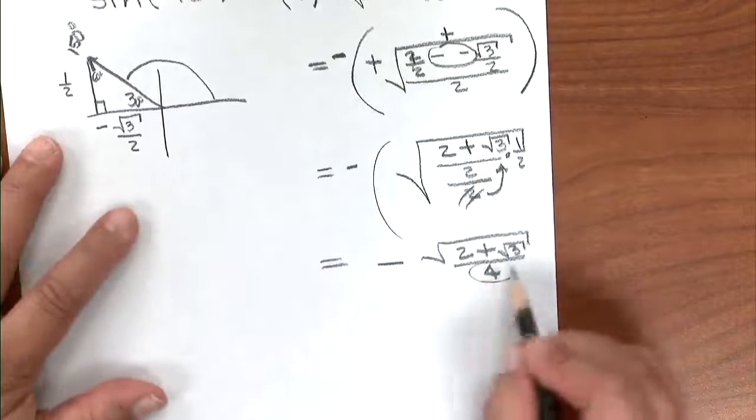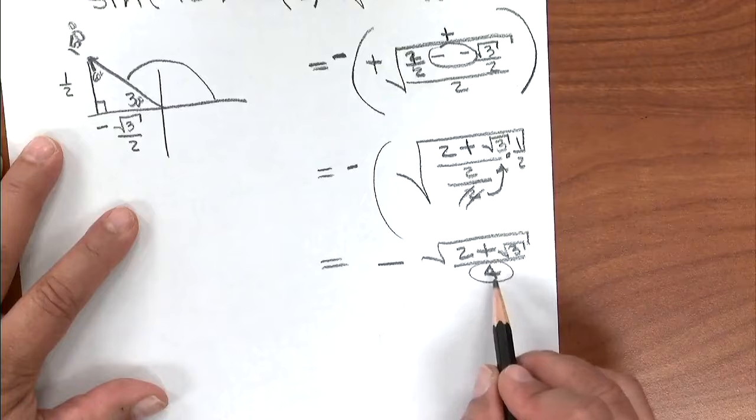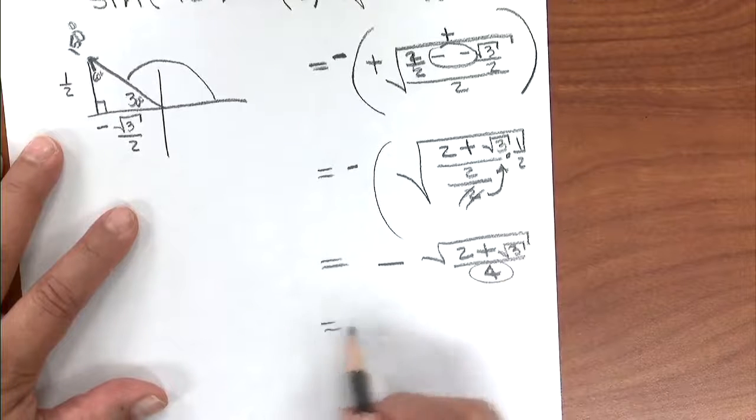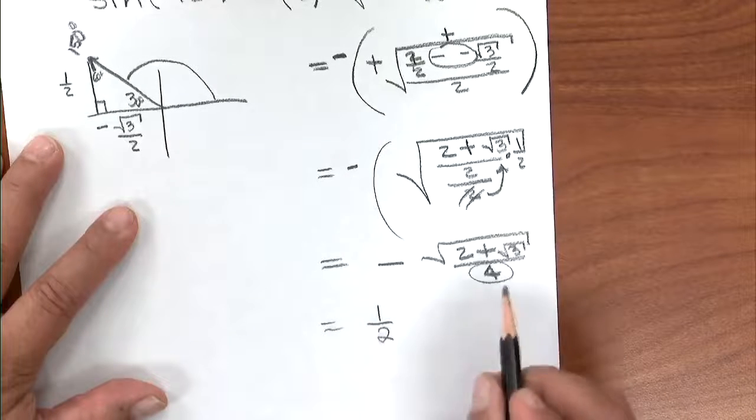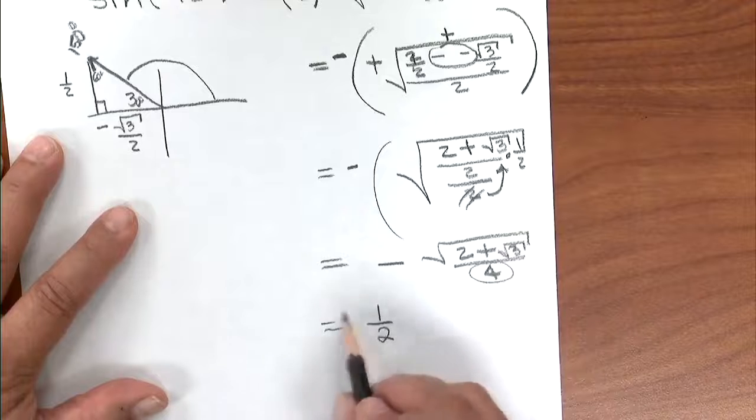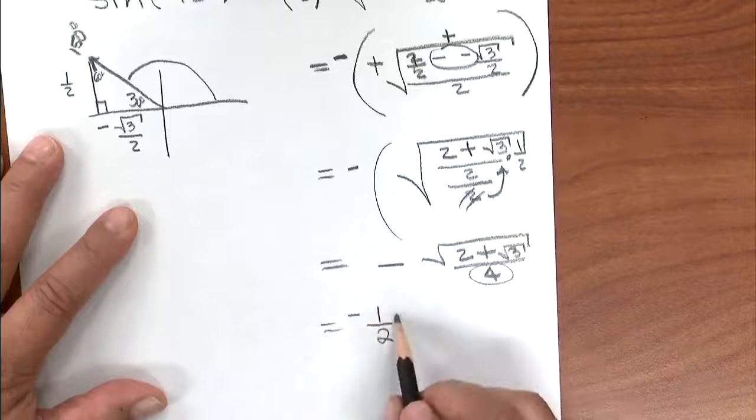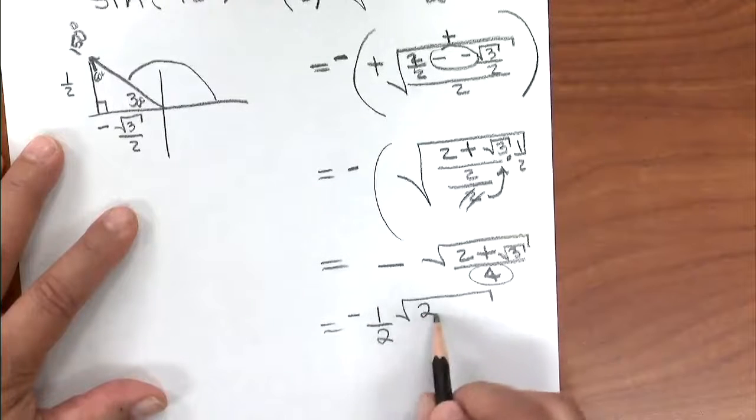Okay, and then you could actually take the square root of that, which is going to be 2, but it's in the denominator, so it comes out like this. Square root of 4 is 2. That 2 is in the bottom with the negative right there. And then this, all of this radical.